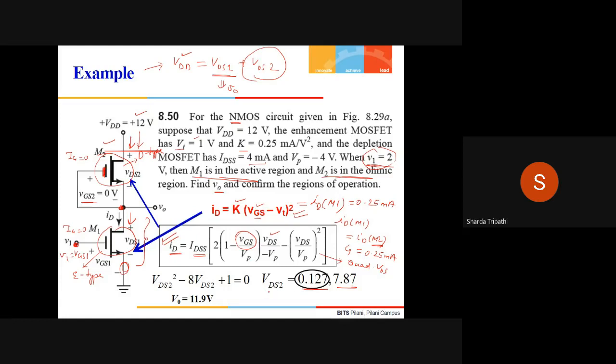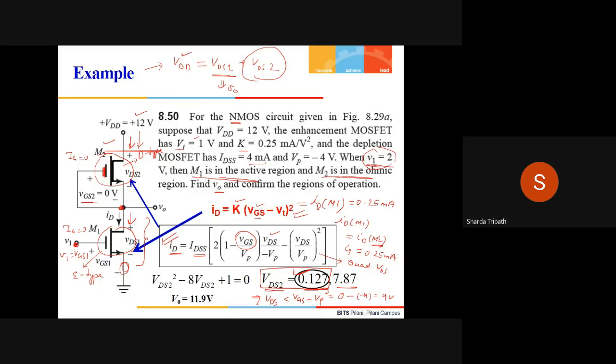So remember, this is about the transistor M2, which is working in the ohmic region. So for ohmic region, the condition on a depletion type MOSFET is that you should choose VDS which is less than VGS minus VP. So VGS for this case is 0, VP is given as -4, so this should be 4. So that voltage which is less than 4 volts is the acceptable voltage. So out of these, we know that 0.127 is the one which is less than 4 volts. So my final answer is that VDS2 is 0.127.